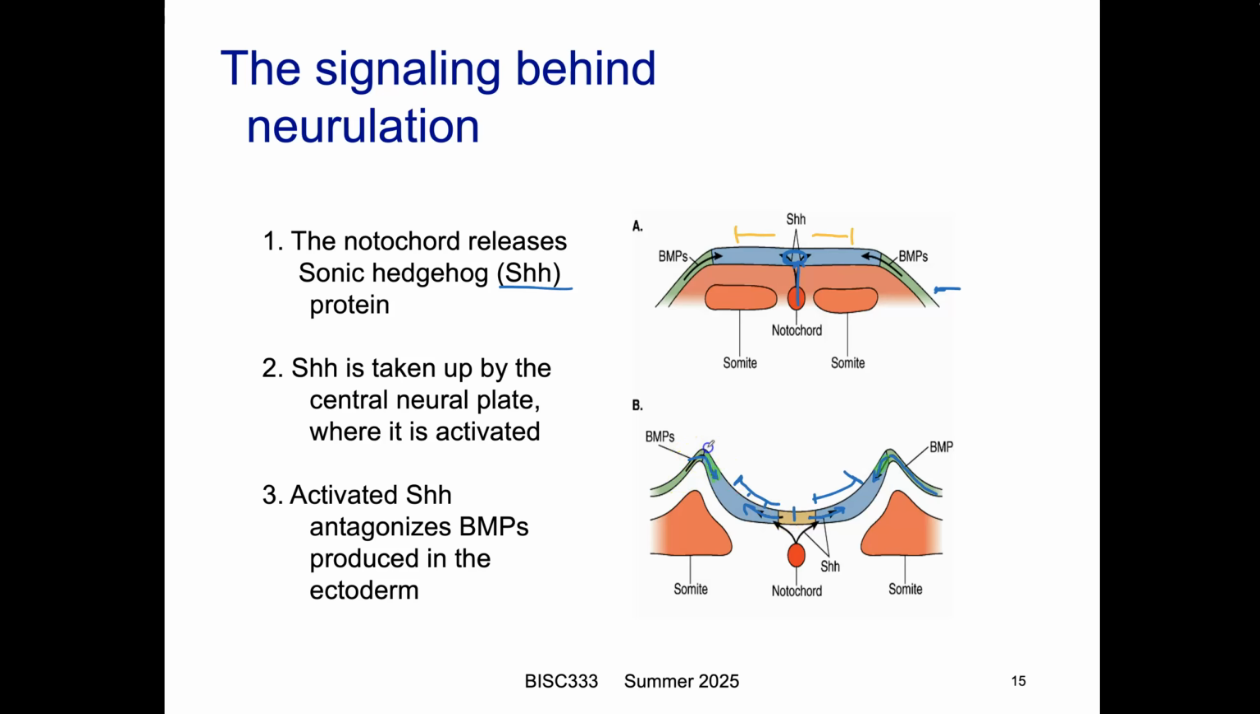The strongest BMP expression in the neural tube is going to be up at the top, the dorsal most part, and the least as you move laterally and down towards the ventral side. The most Sonic Hedgehog is going to be in the ventralmost region with less and less until there's essentially none in the dorsal side.